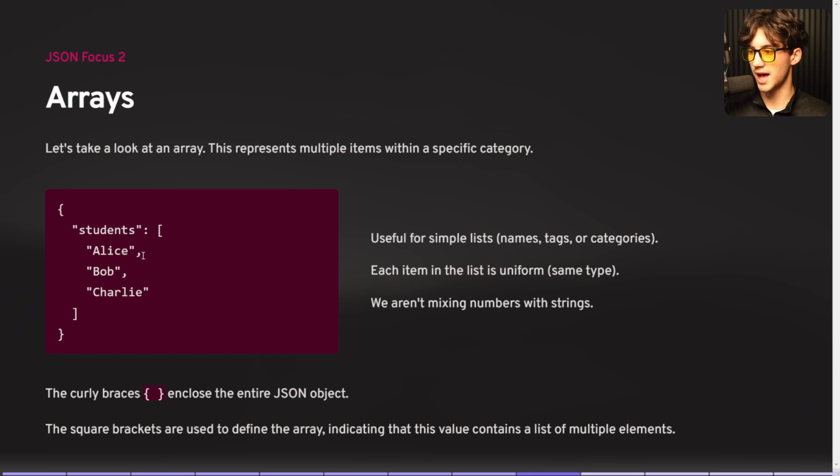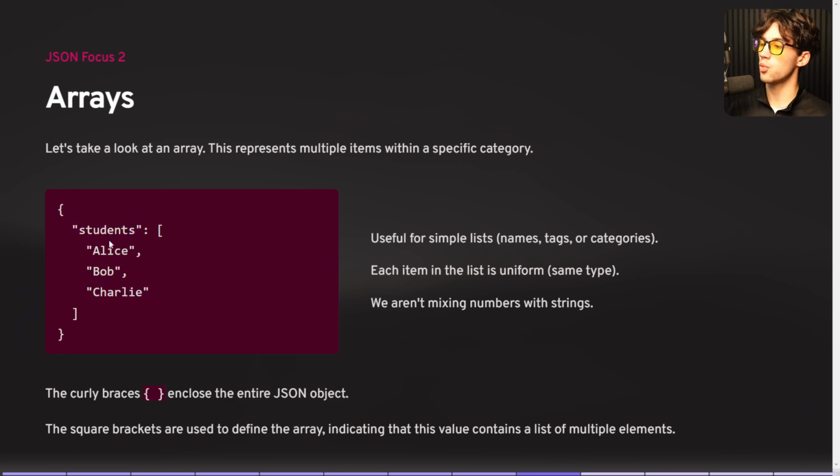And notice again the commas. We have a comma after Alice, a comma after Bob, but Charlie has no comma because what we have is the end of an array and the end of the JSON object. So the square brackets are used to define the array, indicating that this value contains a list of multiple elements. So we have one key with 3 values here.